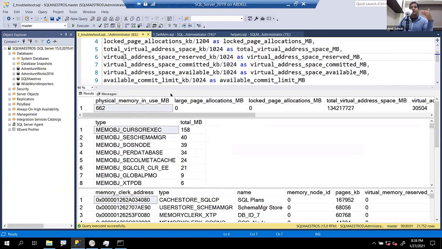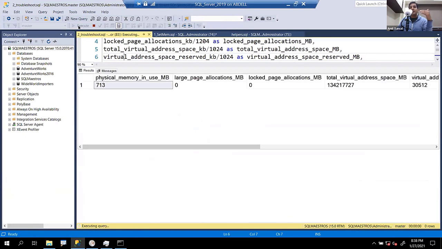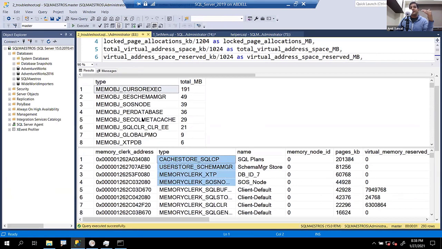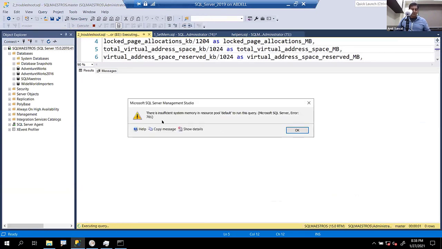And what's important to note here is that when you look at the clerk information, you can see cache store SQL CP, which means that, of course, cursor memory objects are being created by cache store SQL CP, which is the ad hoc plans, which means these cursor objects request memory via the cache store SQL CP clerk. Let's execute this. And then you start getting errors.